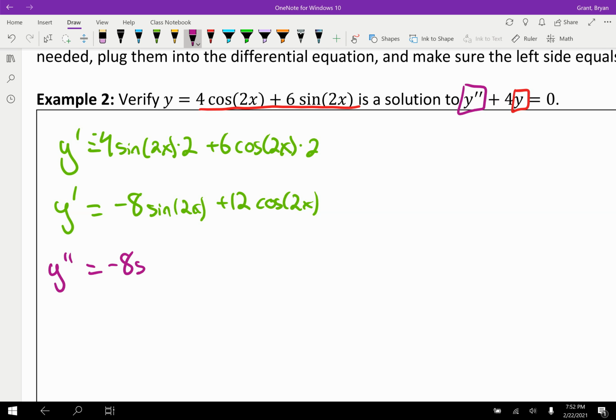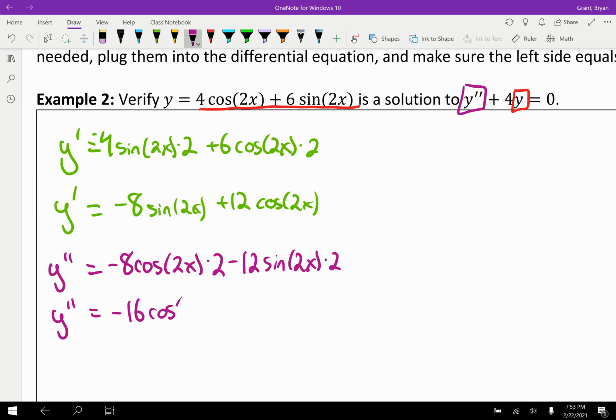Negative 8, derivative of sine, which apparently I'm struggling with today, times 2, plus, nope, this is going to be derivative of cosine, so that'll turn to a minus sine of 2x times an extra 2, and finishing the cleanup process, negative 16 cosine of 2x minus 24 sine of 2x.